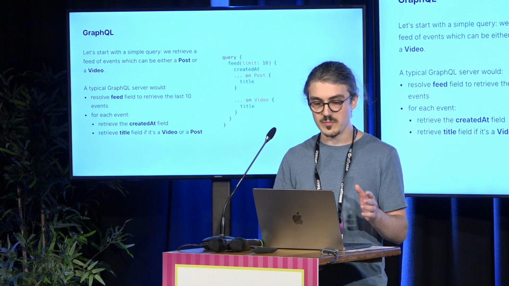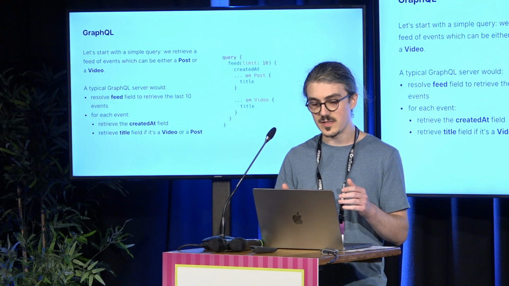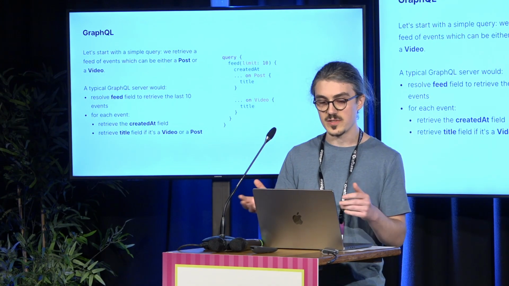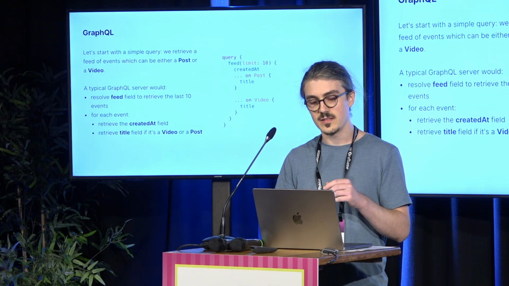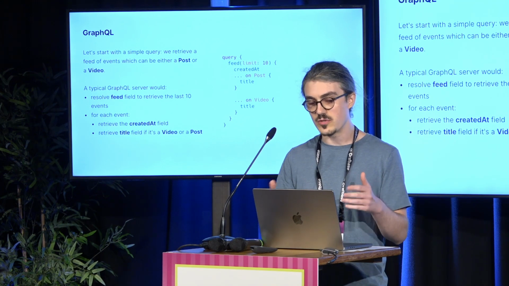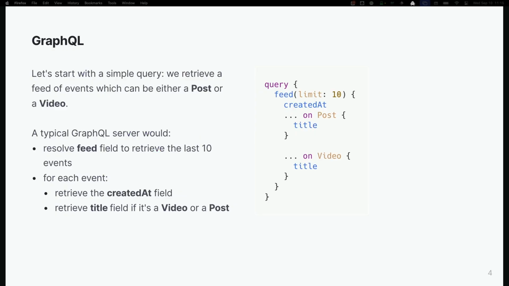We'll start with a very simple query, retrieving a list of feeds. It has a created at. It can be a post or video, retrieve the title, in a typical GraphQL server. It's pretty trivial: retrieve a feed, iterate over the different feeds, the created at, and the title if it's a post or video.